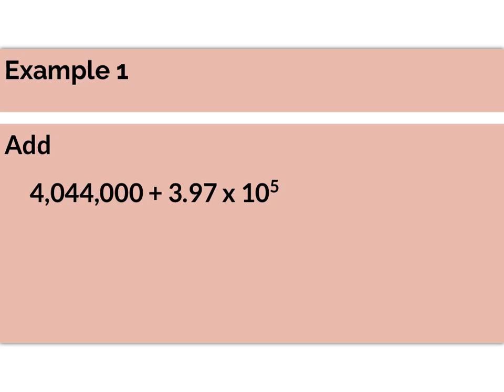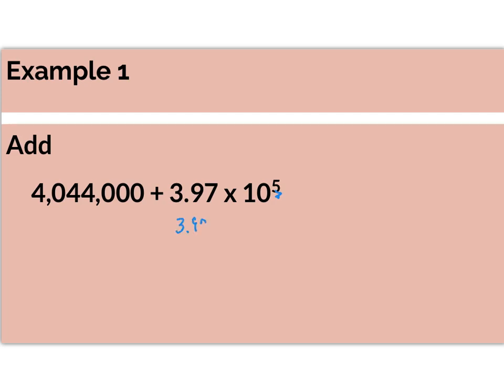Okay, our first example. We're going to do this two ways. We're going to expand this out and add it, and then in a second part I'm going to show you how to add this with a calculator. So 10 to the fifth is a positive exponent, which means that we move the decimal point five spaces to the right. 1, 2, 3, 4, 5. This becomes 397,000.